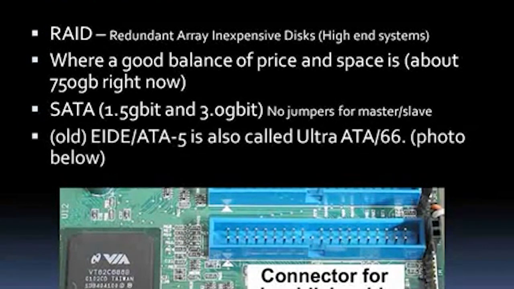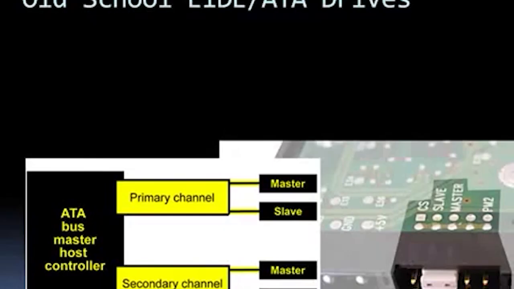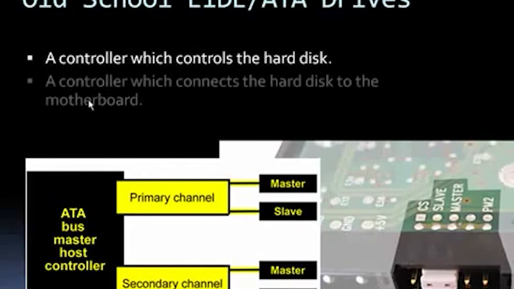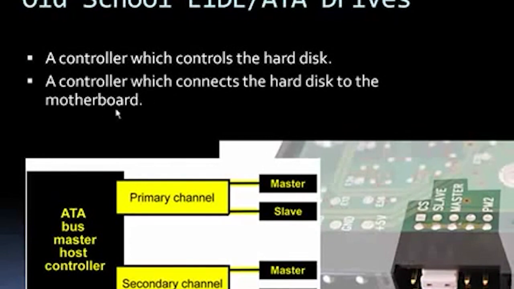The old IDE or ATA, it's also called Ultra ATA 66, and here's a photo of it you can see below. The old school IDE and ATA drives have a controller on the hard drive that connects the hard disk to the motherboard, and you can see right here you have to set one as either a master or one as a slave, because you can only have two on a particular channel. You have a primary channel with a master and a slave, then you usually have a secondary channel with a master and slave. You're limited to a maximum of 4 hard drives inside the computer.